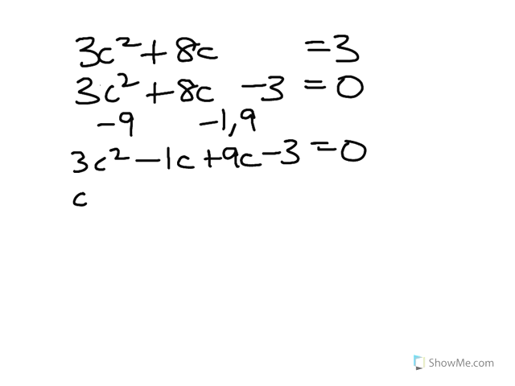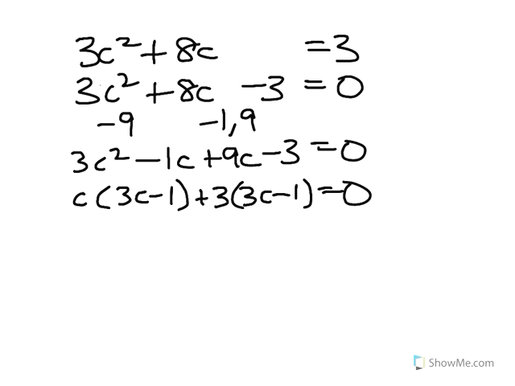The first two terms have c in common, leaving us with 3c minus 1. The third and fourth terms have 3 in common, leaving us with 3c minus 1 again. Well, now we have two terms that have 3c minus 1 as a factor. Factor out 3c minus 1, we're left with c plus 3. Now we've factored the left side.